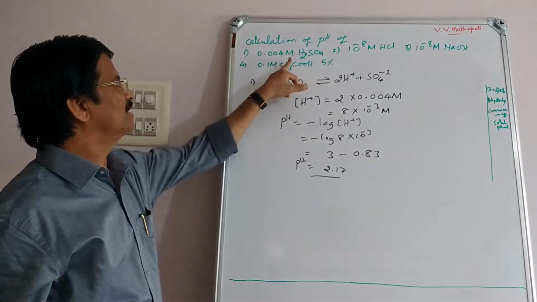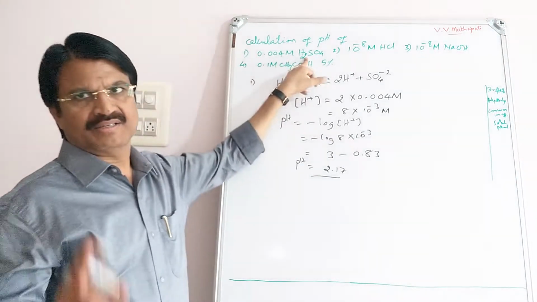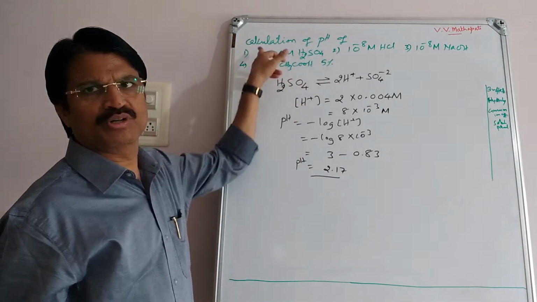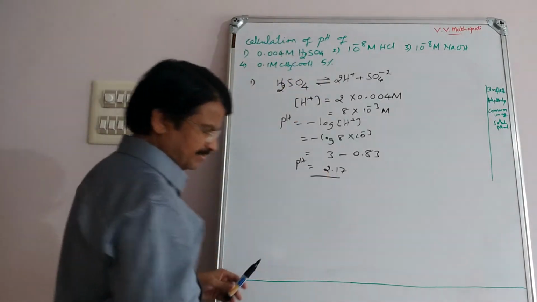But in place of sulfuric acid, if HCl or HNO3 is given, then directly H plus equals the given value.